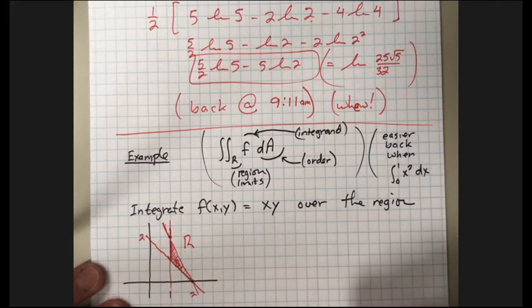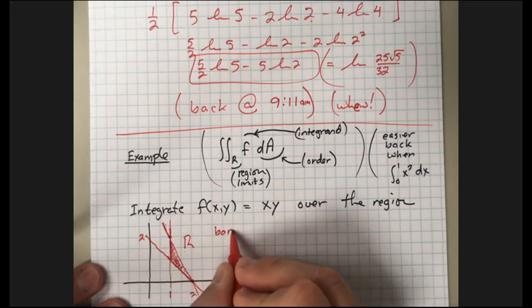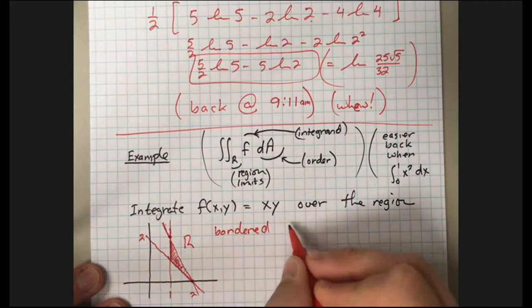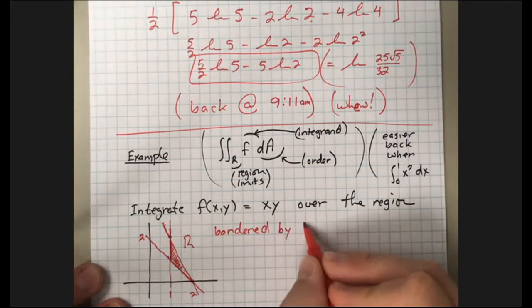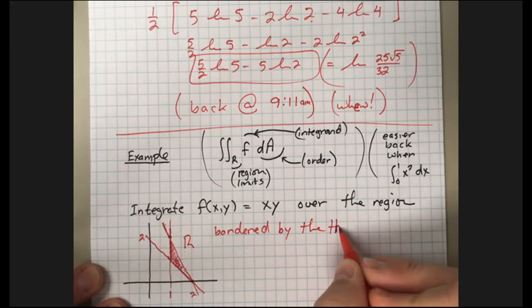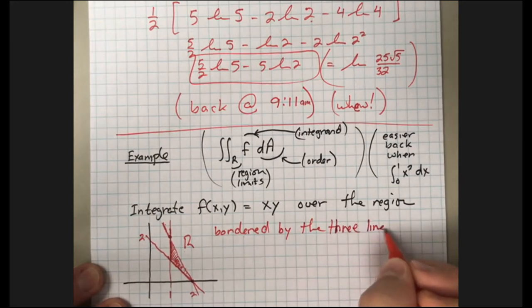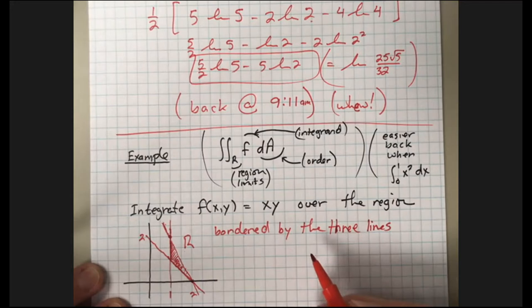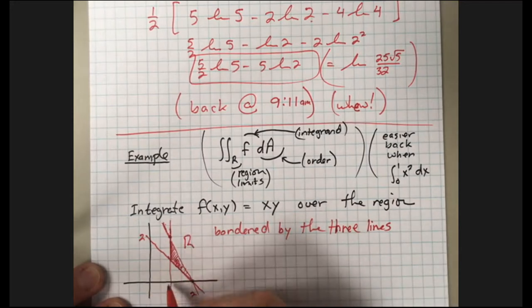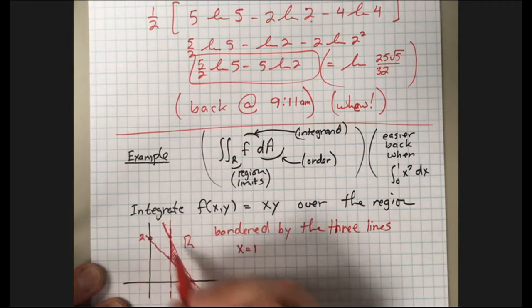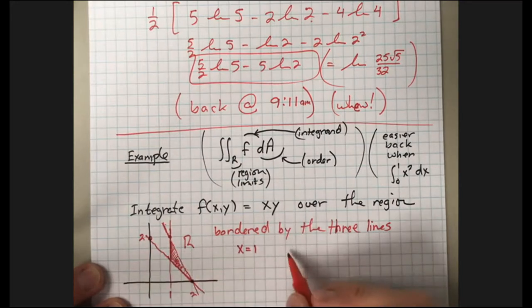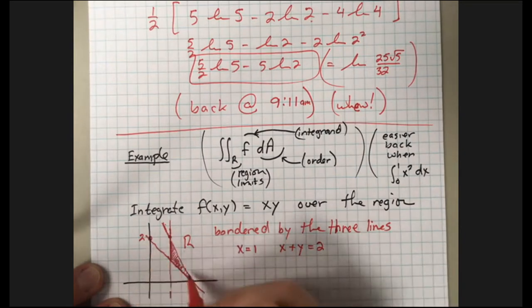Well, that's wonderful. But how do you change that into something you can integrate? Well, first I better check that I can even describe the three lines, right? This first vertical line is not a big deal. x equals 1. This second line with intercepts of 2 and 2 is also not a bad deal. I could say it's x plus y equals 2, or y equals minus x plus 2, slope negative 1, intercept 2.